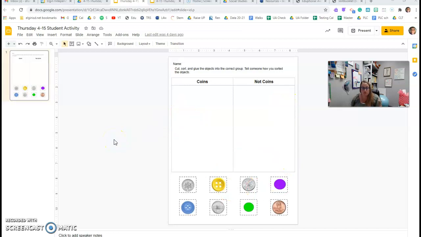Make sure that you take a picture and send it to Google Classroom. If you have any questions, ask your teacher.